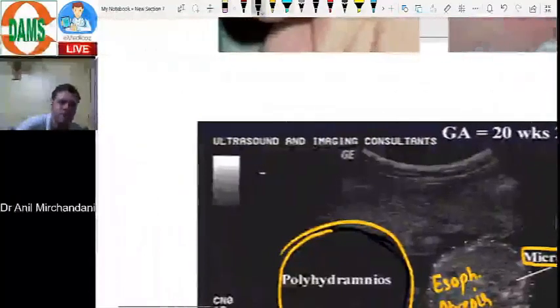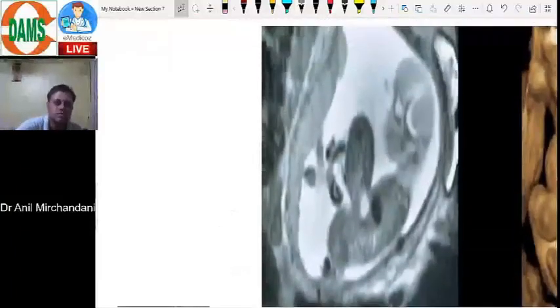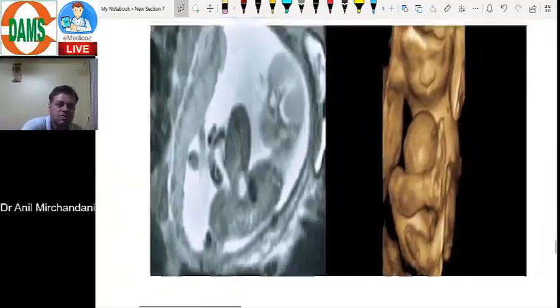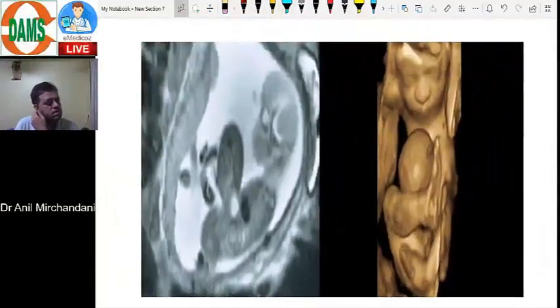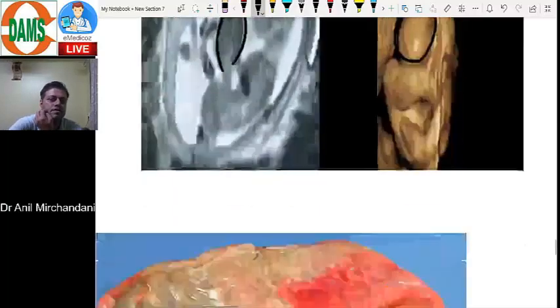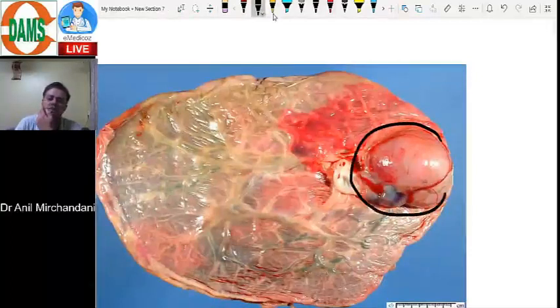Let me see if I have a picture or not. Yeah. By the way, which is this picture? This is a picture of a baby. Yeah, baby has abdominal content coming out, herniating out. Yeah, omphalocele, anterior abdominal wall defect. Polyhydramnios is there. Yeah. Then this is a tumor of placenta.